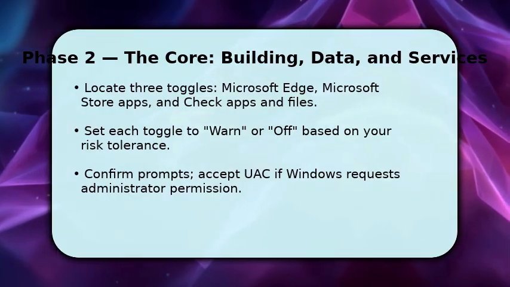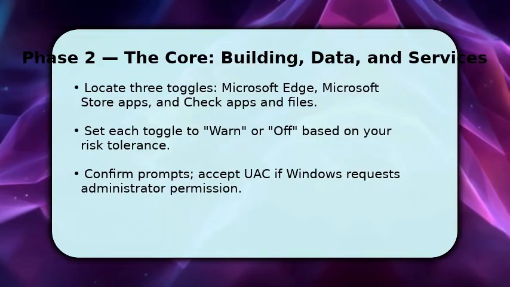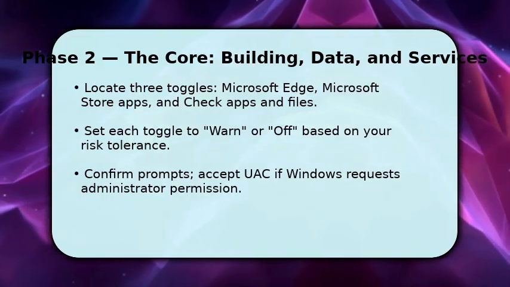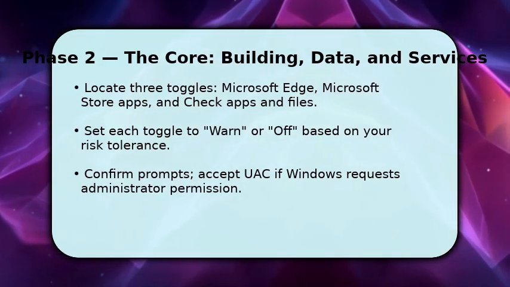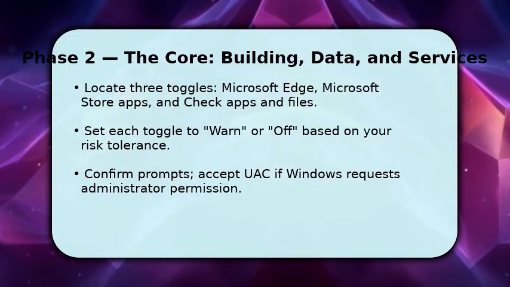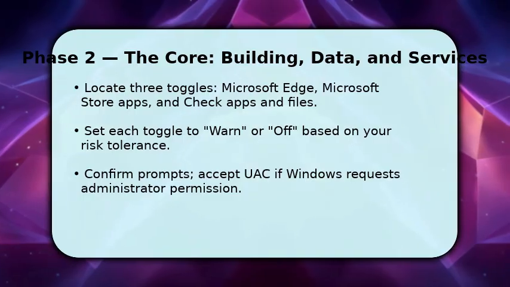When you flip a toggle, Windows may show a User Account Control prompt. Accept it to apply changes. If you need to revert later, remember where you found the switches so you can turn protections back on quickly.